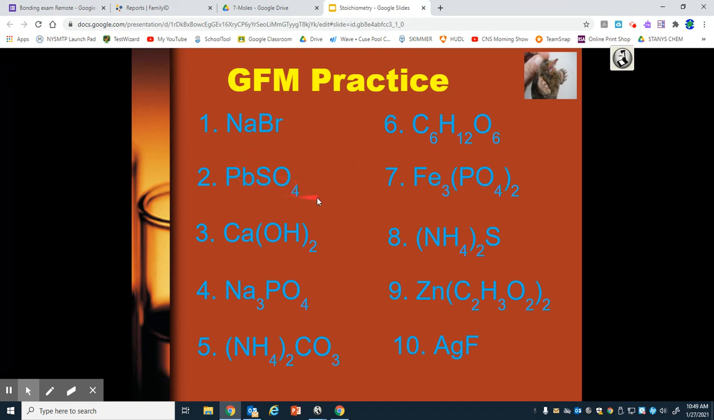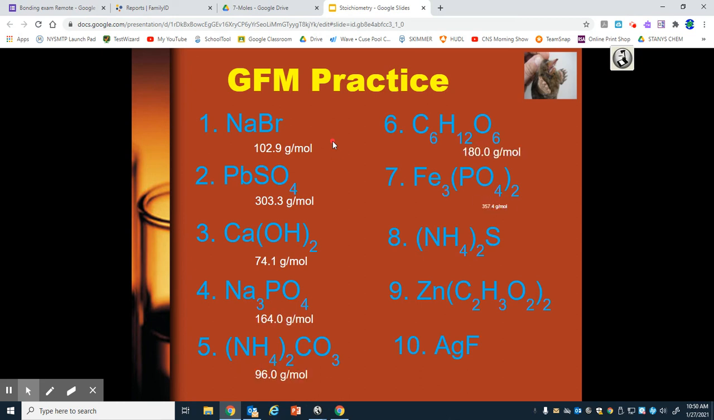I guarantee on Edpuzzle. So sodium bromide, when you do this, that's the mass for sodium bromide. You got lead sulfide's answer is there. So you have all the answers here, and I'm not going to let the video run. You can just pause it and do these. But I will ask different questions on Edpuzzle.